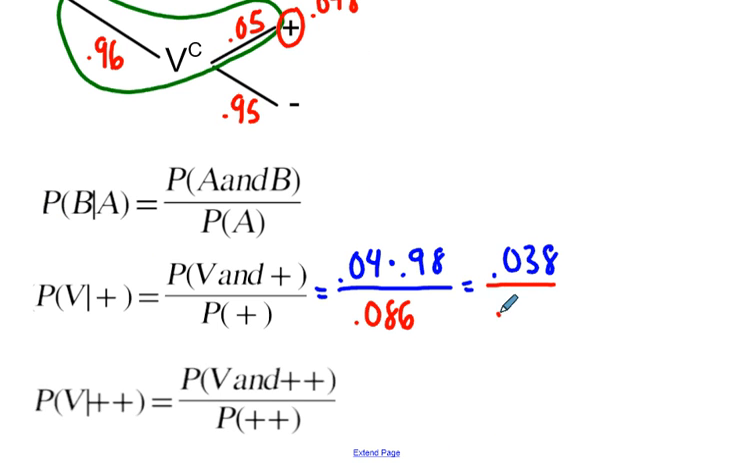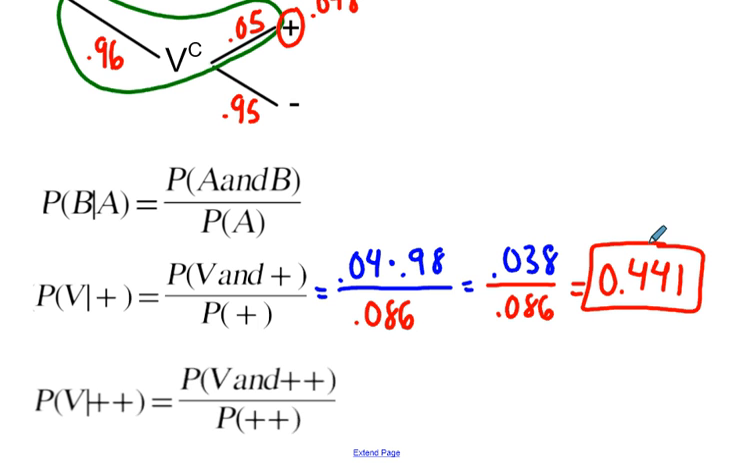So divide this by 0.086, and this will tell me the likelihood that I actually have the virus, given that I got a positive result. So 0.038 divided by 0.086, and it tells me it's actually only a 44% chance given just one positive test that I have the virus. And the problem is because it has a 5% false positive rate.